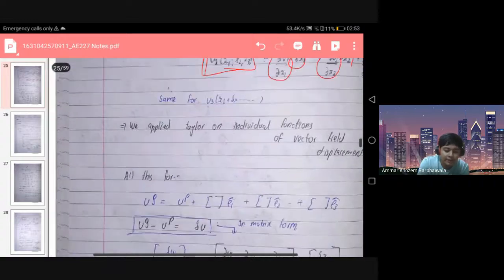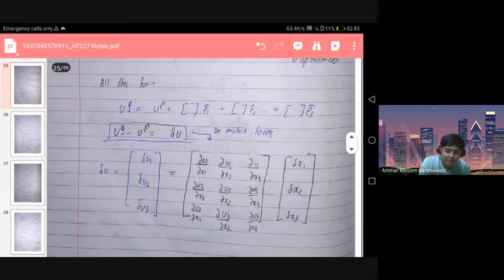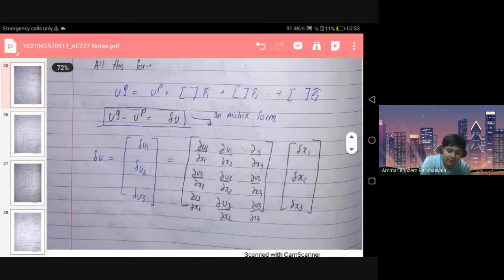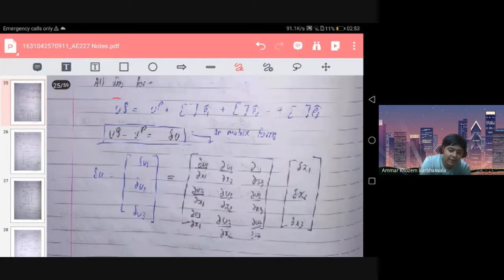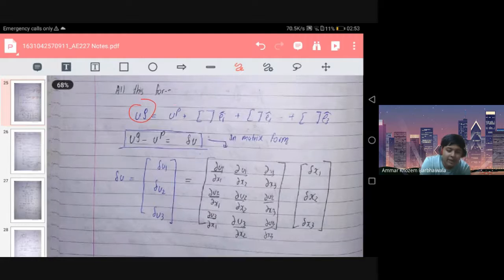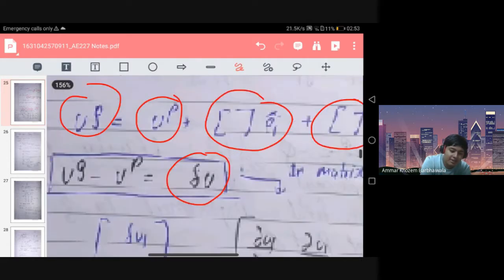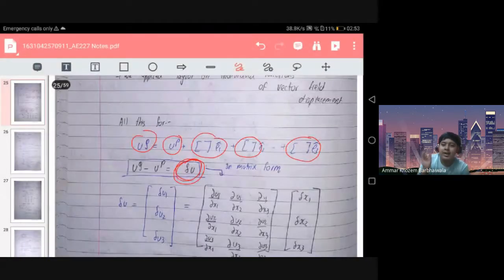So now we have this u of q vector. u of q is the vector field at point q, and I have this vector field at point p, and I can write this as something e1 cap, something e2 cap, and something e3 cap. Since q is at a distance of delta x e1, delta x e2, and delta x e3 from p, there is also this small change in the vector field.